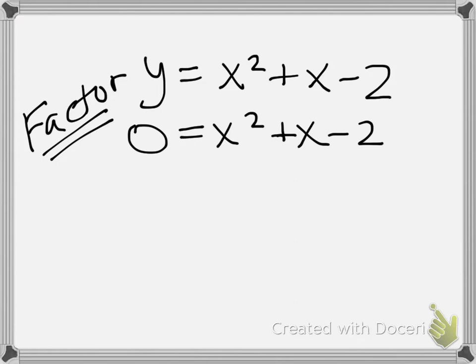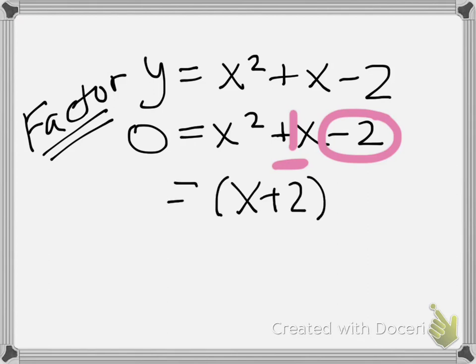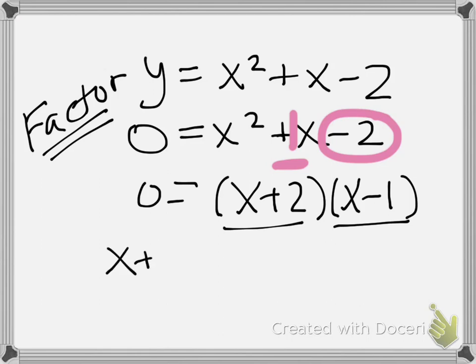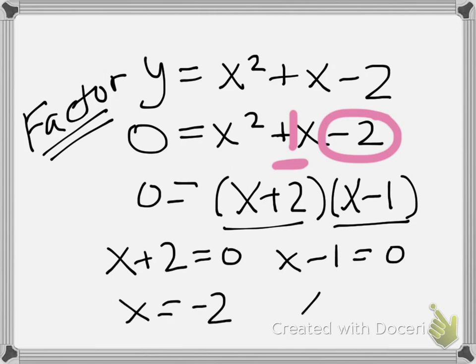Are there factors of negative 2 that add up to give you a positive 1? If there are, why would you go through the hassle of the quadratic formula? And in this case, there happens to be two values. Positive 2 and negative 1 satisfy those conditions. The zero product property tells us that each one of these two factors has to be set equal to 0 in order for this to be a true statement. And therefore our two x-intercepts are x equals negative 2 and x equals 1.